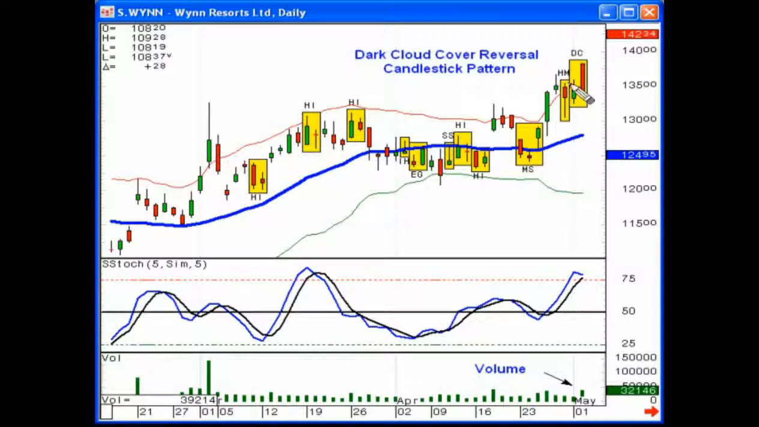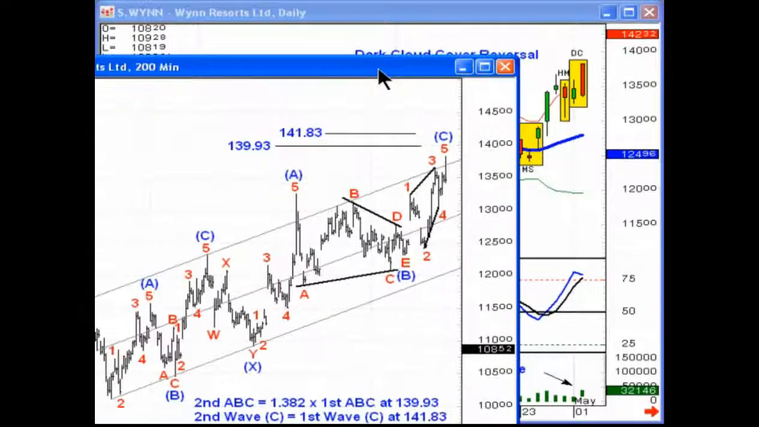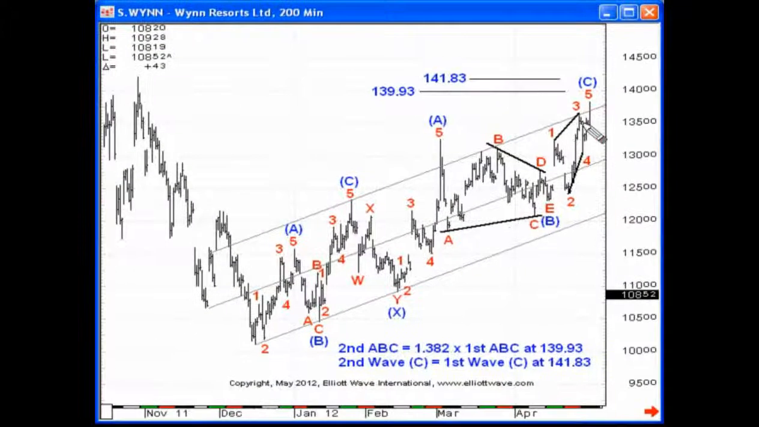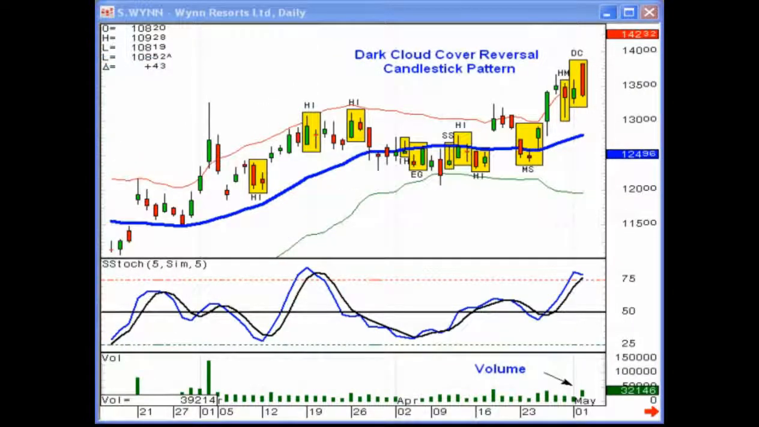And I do like the hanging man that actually formed 2 days earlier right here. So we're actually seeing a couple of bearish candlestick patterns form the last 3 days, which is, again, exciting, somewhat supportive of the idea that we actually do indeed have that thrust out of that triangle wave B unfold or develop as an ending diagonal.